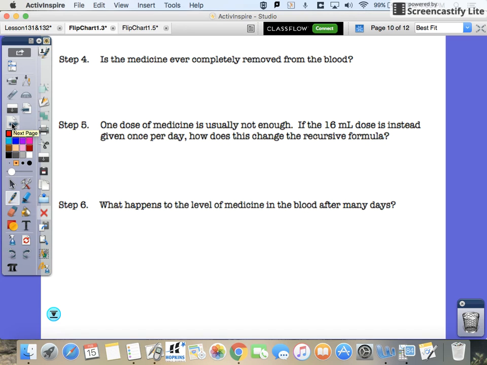It says, is the medicine ever completely removed from the blood? Well, technically, no, because if you keep hitting enter on your calculator, there's going to be some tiny, tiny number. But yes, in reality, it is gone. Mathematically, it's not, but in reality, it is.